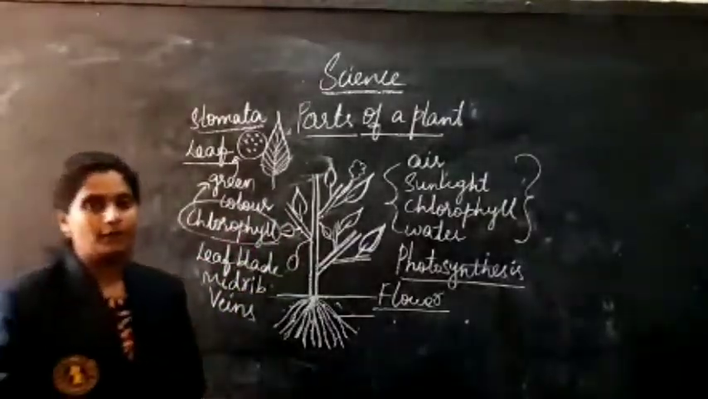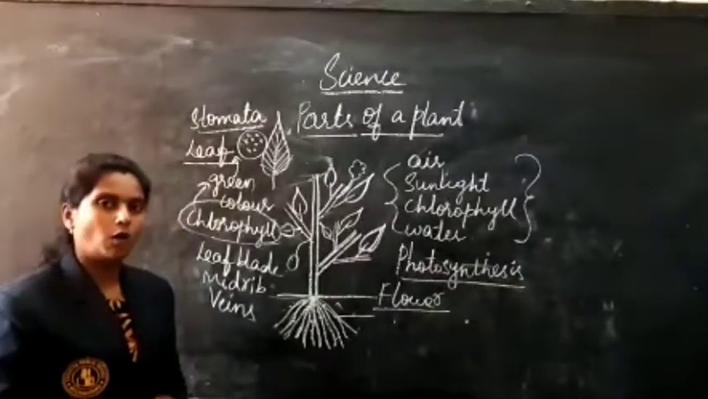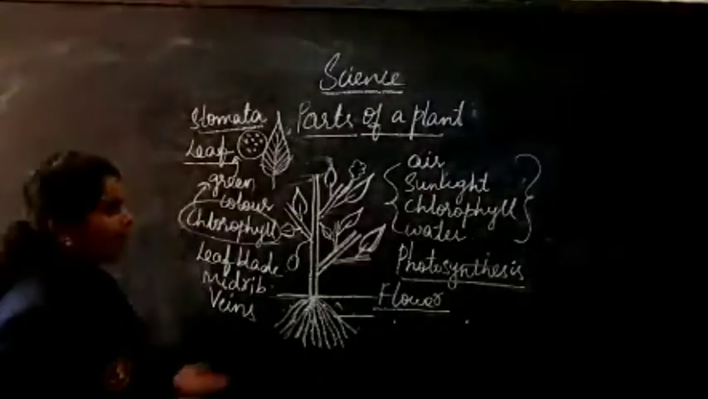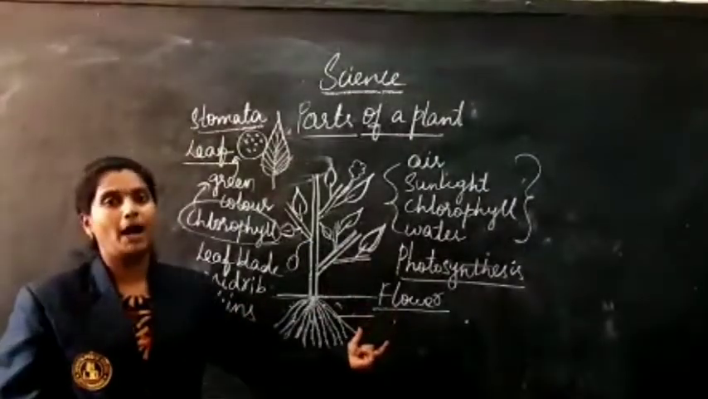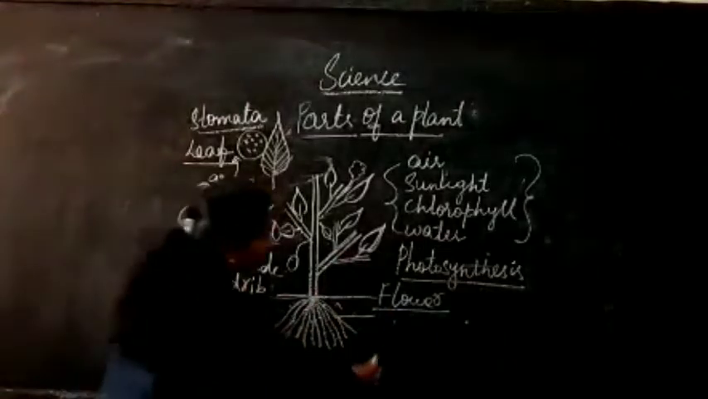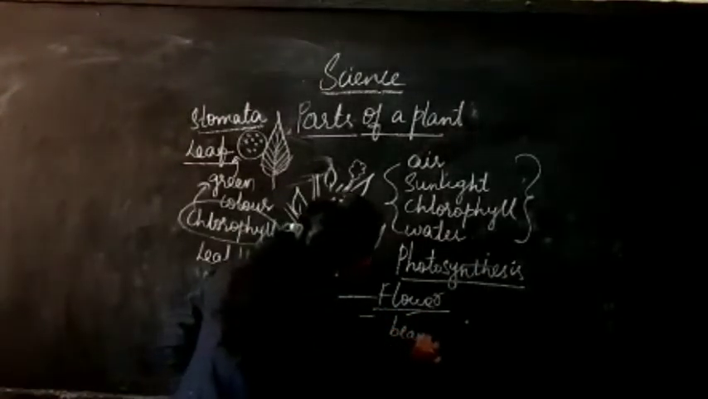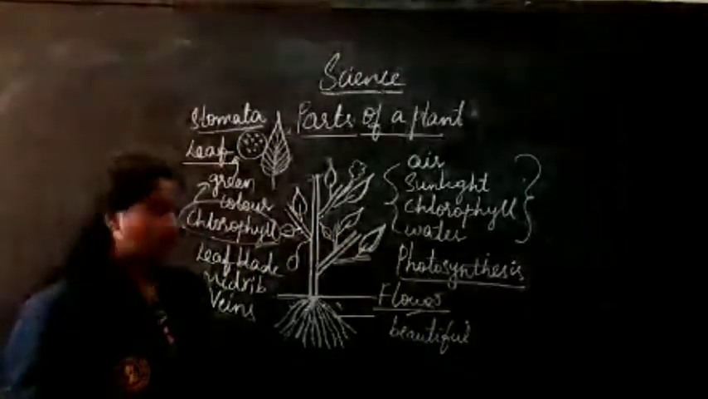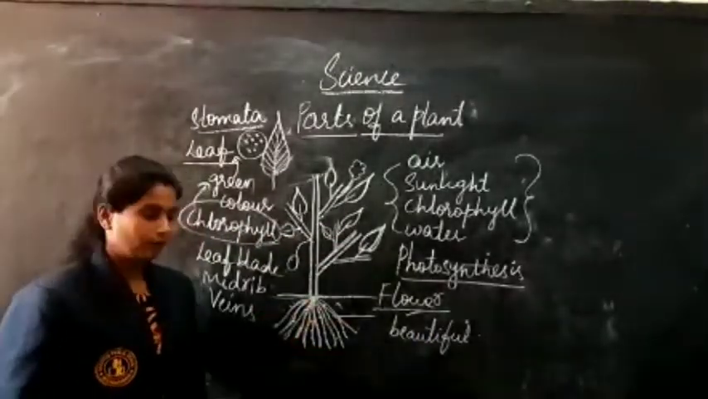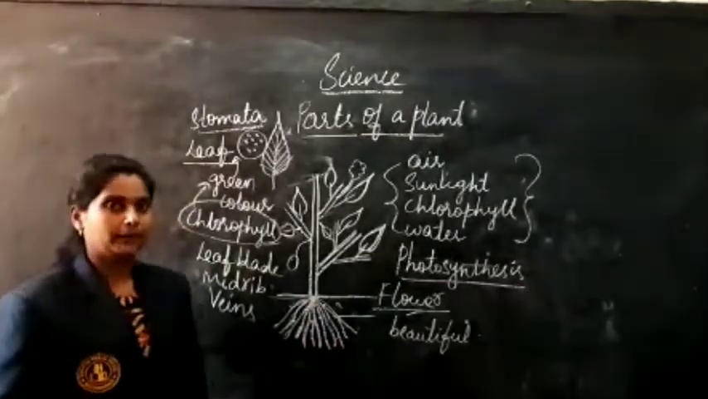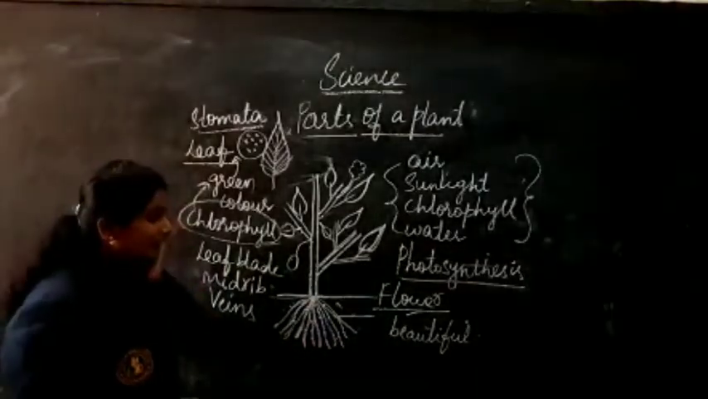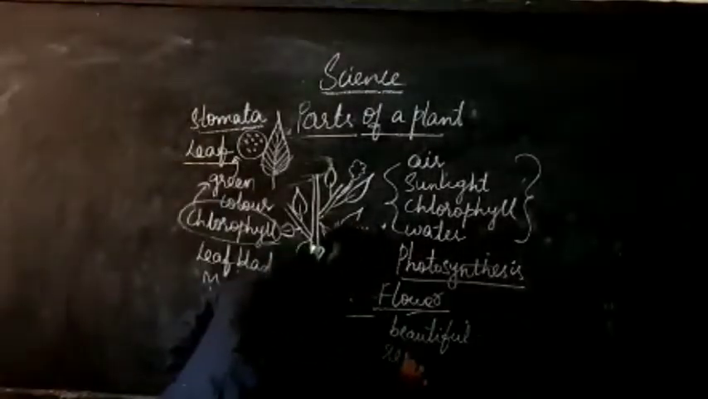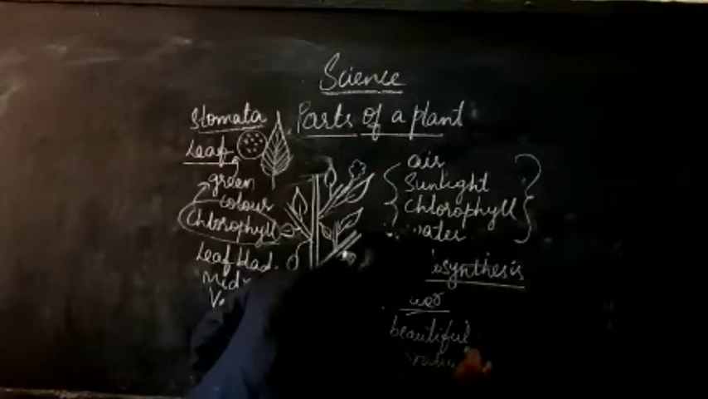So there are a number of flower-bearing plants. All plants do not bear flowers, but a few plants will bear flowers. And one of the beautiful parts of a plant is the flower. And in what way is the flower helping us? What is the function of the flower? It helps in reproduction.